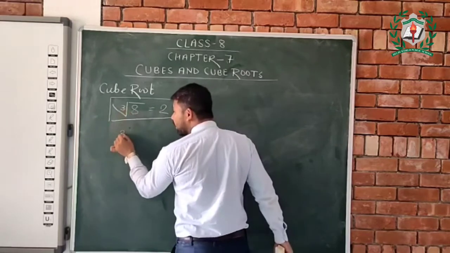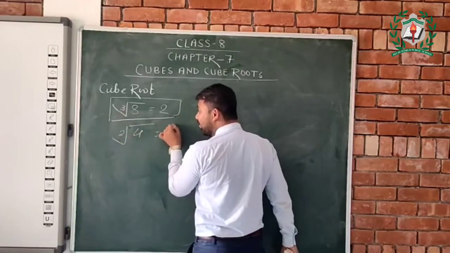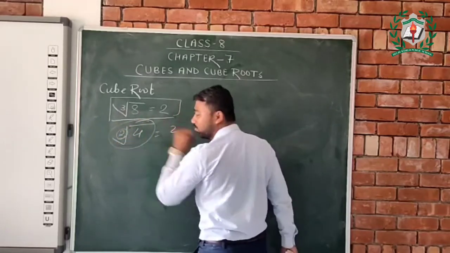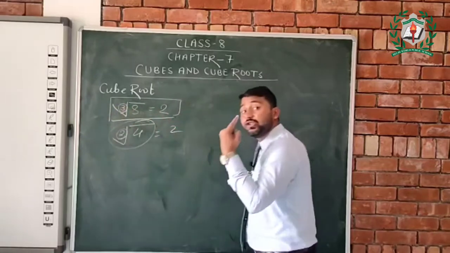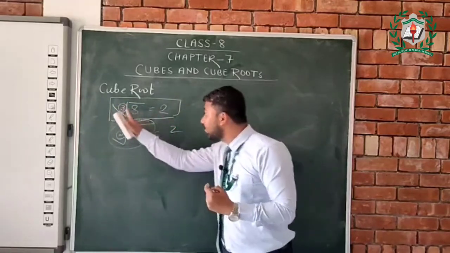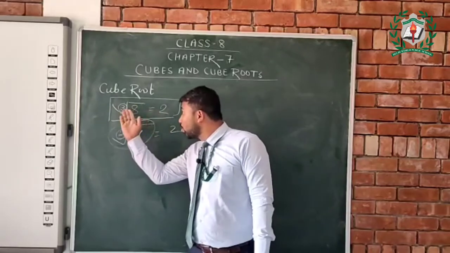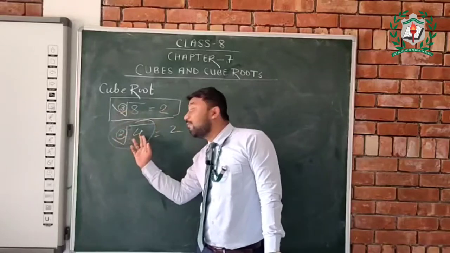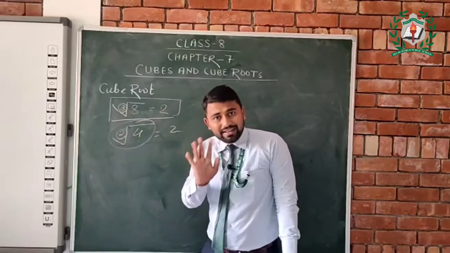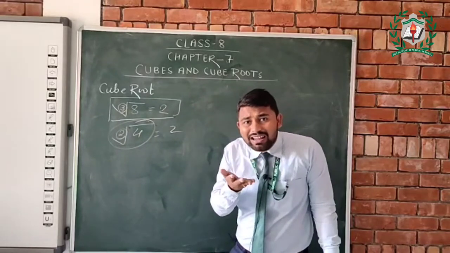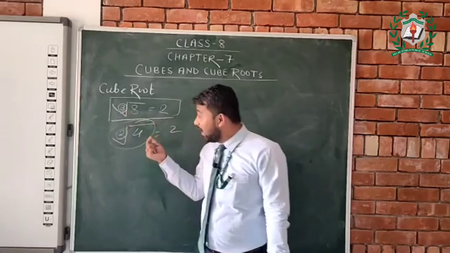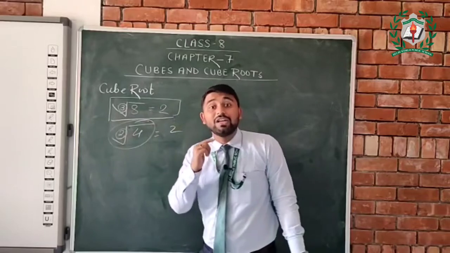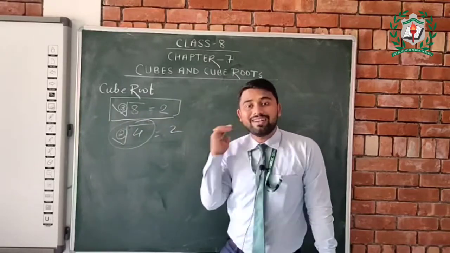If the index here is 2, then it will be square root, not cube root, because here is 2. If here is 3, that is cube root. It means the cube root of 8 is 2. The square root of 4 is 2. Understand? Here is 3, that is why it is cube root. Here is 2, that is why it is square root.